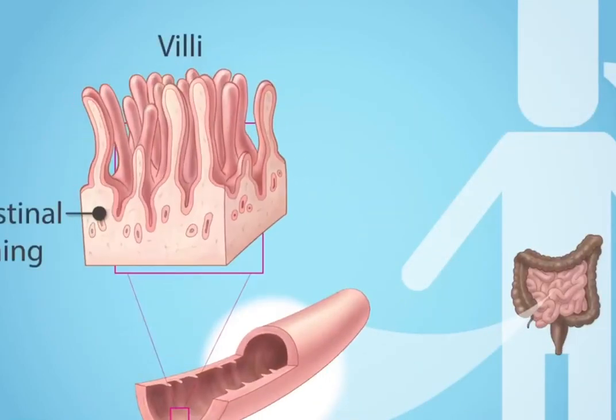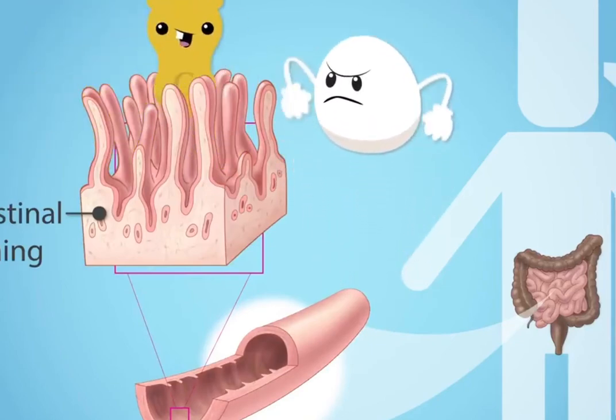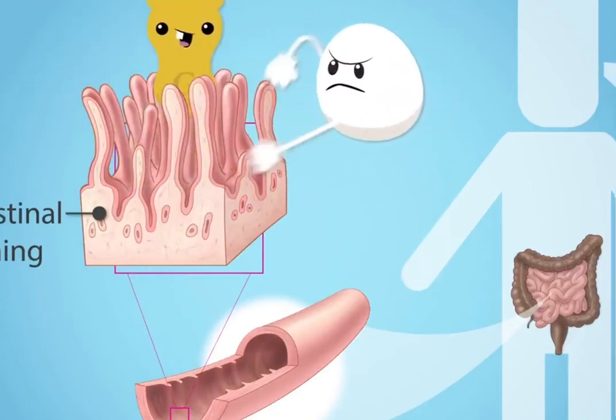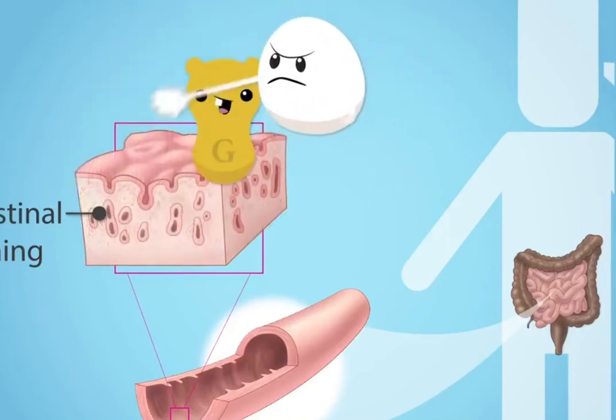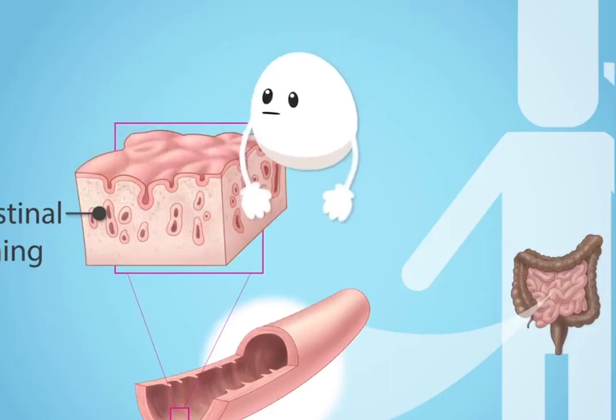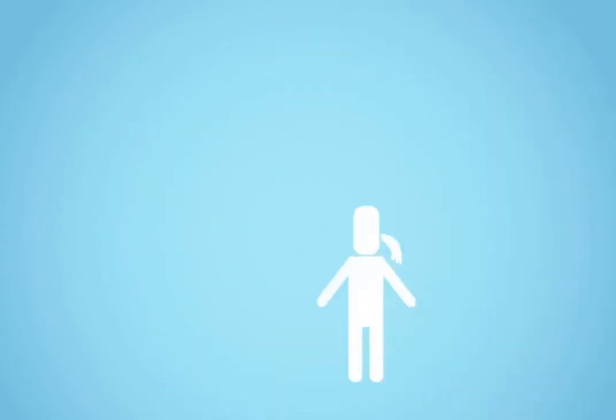In celiac disease, gluten can trigger the immune system to attack the small intestine. Immune cells damage small, finger-like growths in the small intestine called villi, and the brushy intestinal lining becomes flattened. When the villi are damaged, the body can't get the nutrients it needs. The immune system's reaction can lead to other health problems as well.